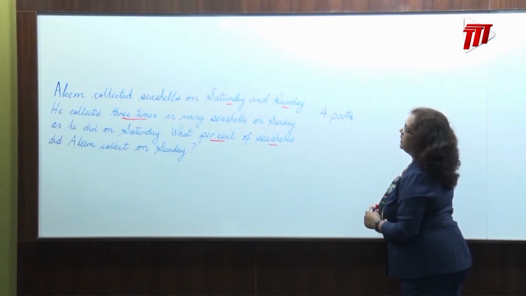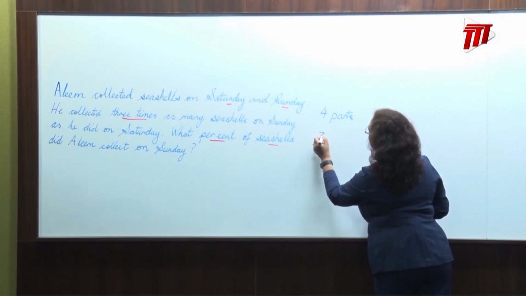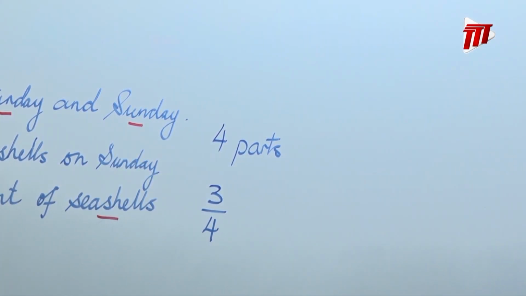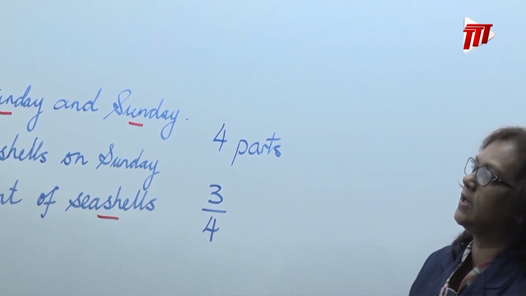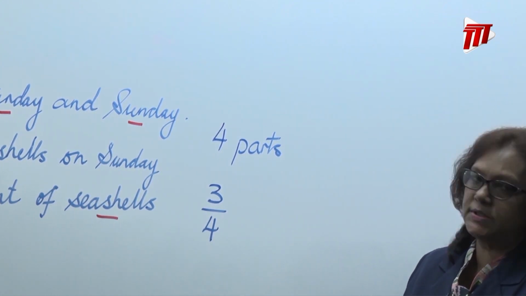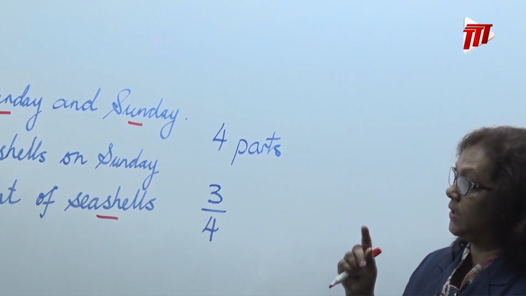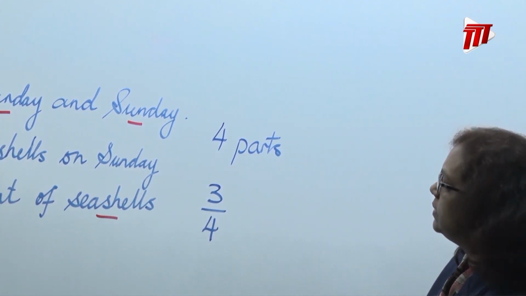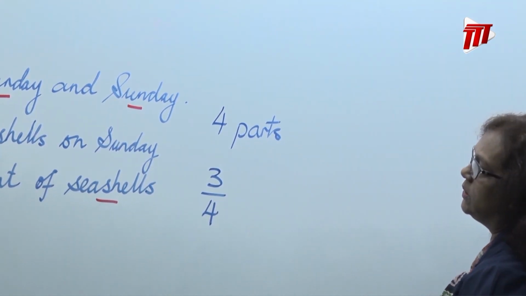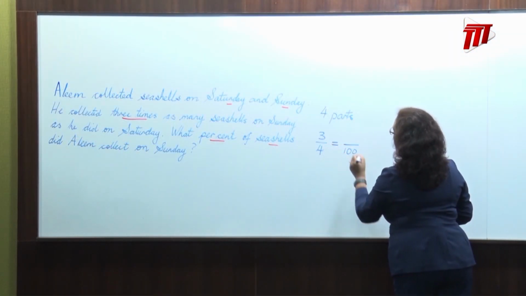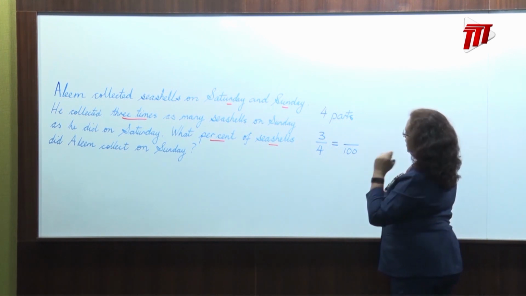But on Sunday, he collected 3 of the 4 parts of seashells, of the total for the both days. So the fraction of seashells he collected on Sunday is 3/4 of the whole, or the total number of seashells. And in this problem, we do not need to know what the whole is because we are simply asked for the percent. So all we have to do is to convert 3/4 to percent. And of course, we want a fraction with a denominator of 100. So I'm using the equivalent fractions method.